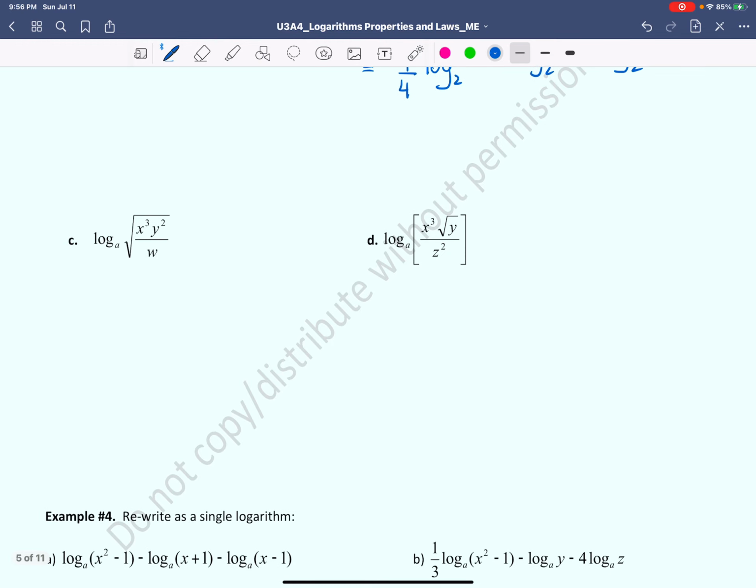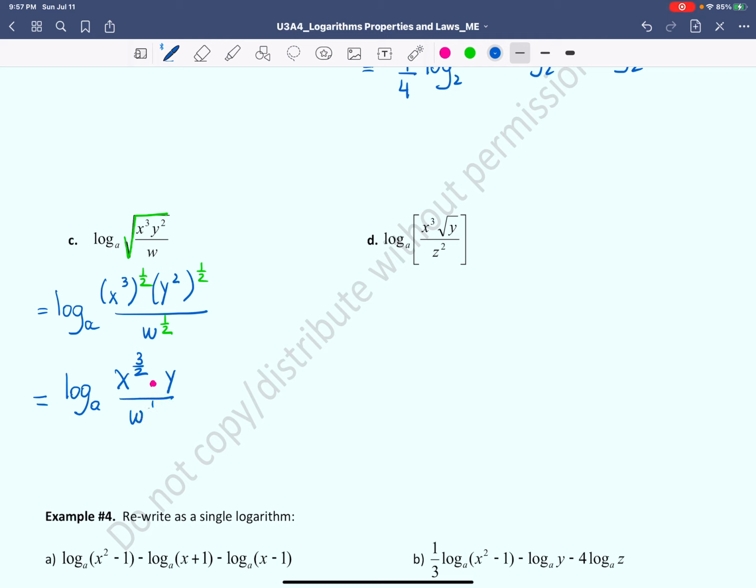Here we go. Another example. You can try it on your own. Definitely. So log with base a. And let's take a look at what we have in here. Quite a few things. So we have a big square root, and the square root applies to every term inside the root, which means that we'll have x to the power of 3 to the power of 1/2, y to the power of 2 to the power of 1/2, and down in the denominator we'll have w to the power of 1/2. That means we have log with base a of x to the power of 3 over 2 multiplied by y to the power of 2 times 1 over 2, divided by w to the power of 1/2.